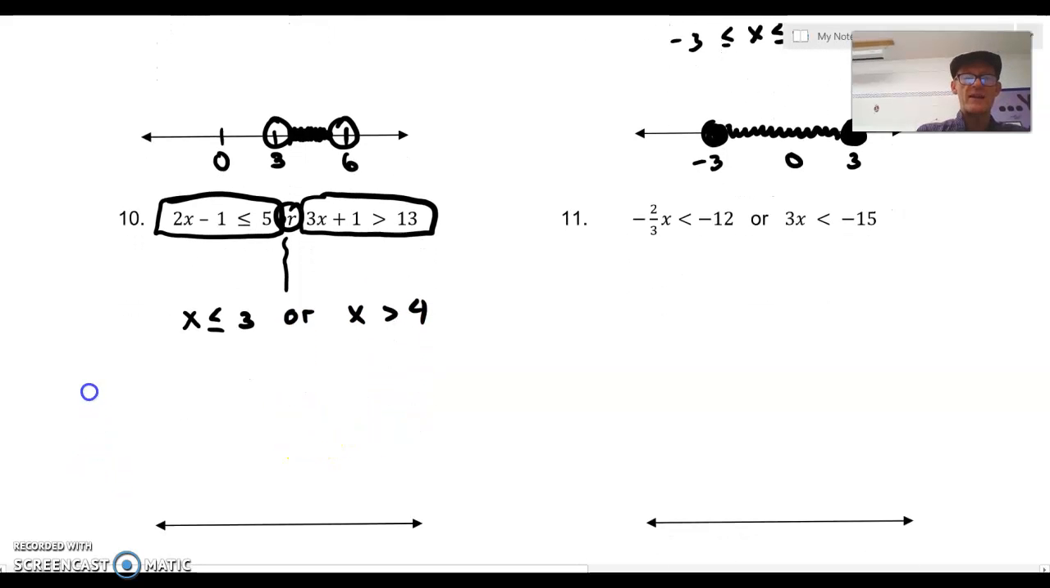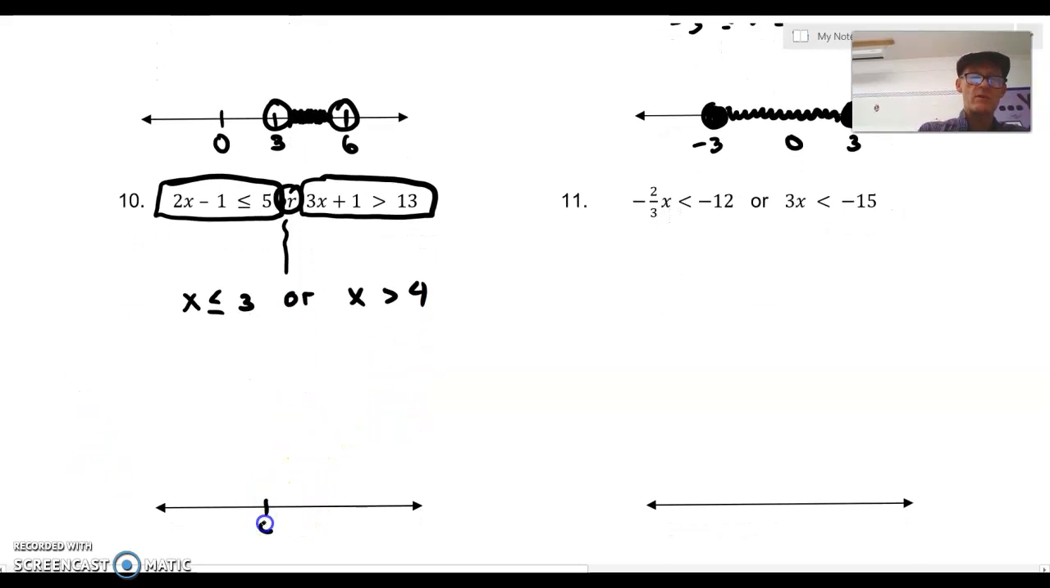So let's think about that. Here's 0. All right? Here's 3, and here's 4. So greater than 4, which is pushed out this way, or less than or equal to 3, which is pushed out this way.